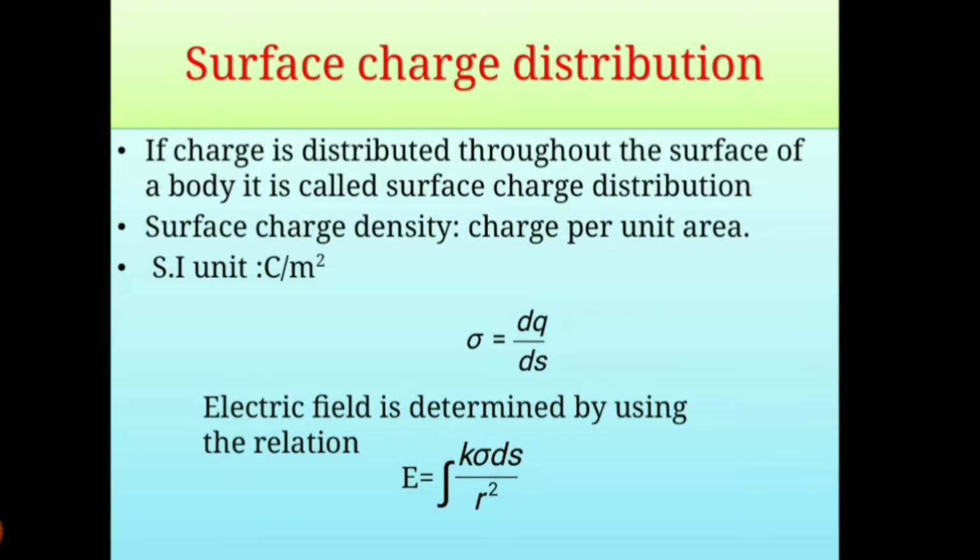For finding out the electric field, here we use the relation E is equal to integral of k, which is nothing but 1 by 4 pi epsilon naught. Again, instead of dq, we replace it with sigma into ds, by r square. The general formula would be integral k into dq by r square, but wherever dq comes, that is replaced with the corresponding term. Here for surface charge distribution, dq will be sigma into ds.